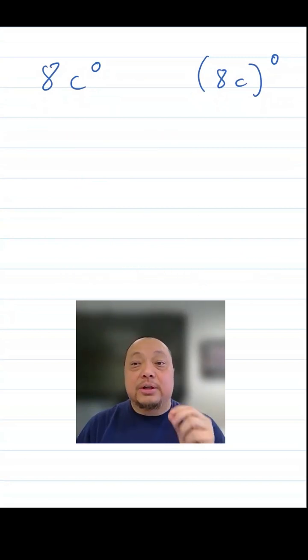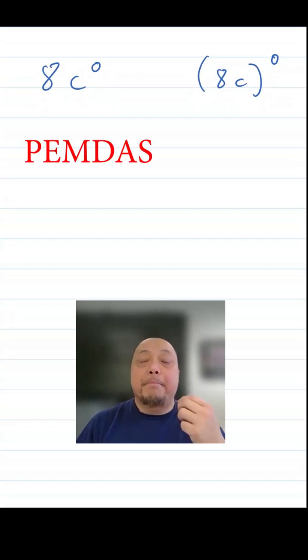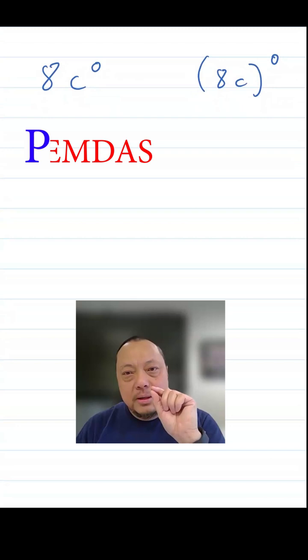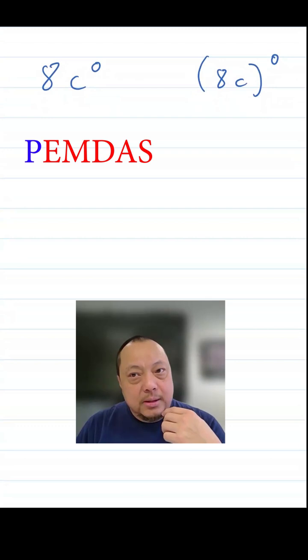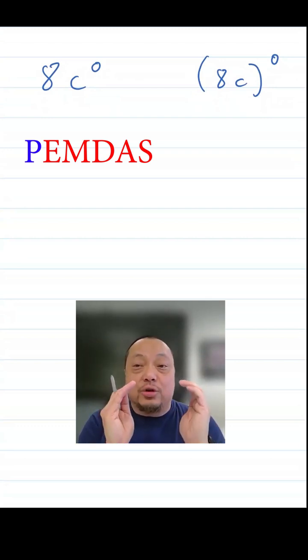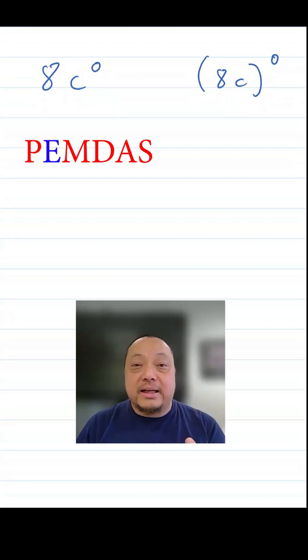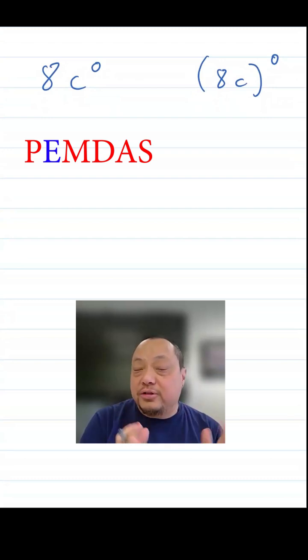The second thing you need to know are the rules of order of operations, which in the US is often taught as PEMDAS, P-E-M-D-A-S. The letter P stands for parentheses or grouping symbols. It says that whenever you see parentheses or grouping symbols, you do all the calculations inside of it first before you go outside of it. The second letter is E, which stands for exponents or raising things to a power. After you're done with grouping symbols, you do exponents first.